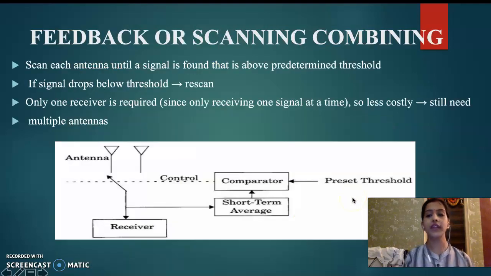Then feedback or scanning combining. Scan each antenna until a signal is found that is above a predetermined threshold. If the signal drops below the threshold, then we will rescan. Only one receiver is required since only one signal is received at a time. So this is less costly but still needed. Multiple antennas are used here.